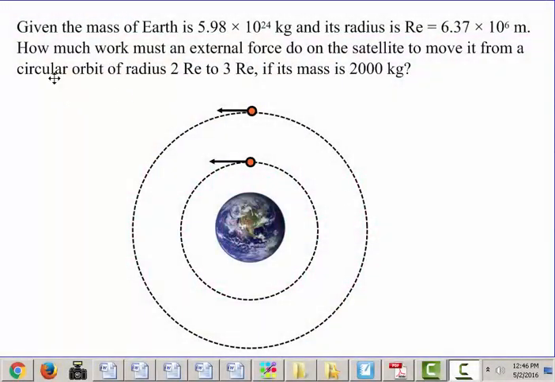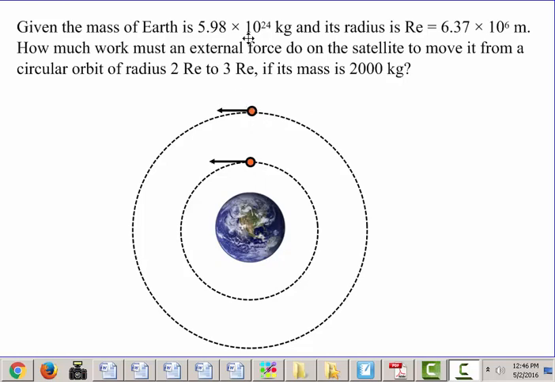This is Dr. Holt. In this video, I'm going to work this problem. I'm given the mass of the Earth, 5.98 times 10 to the 24th kilograms, and its radius, and I want to find out how much work an external force must do on a satellite to move it from a circular orbit 2 RE (Earth radii) from the center of mass to 3 RE, if the mass of the satellite is 2,000 kilograms.